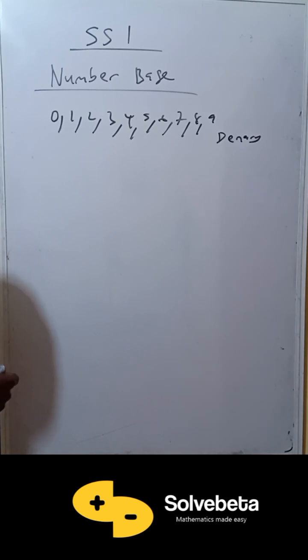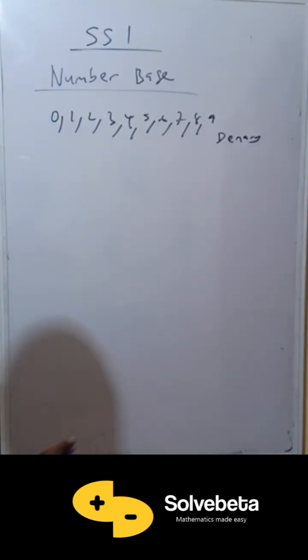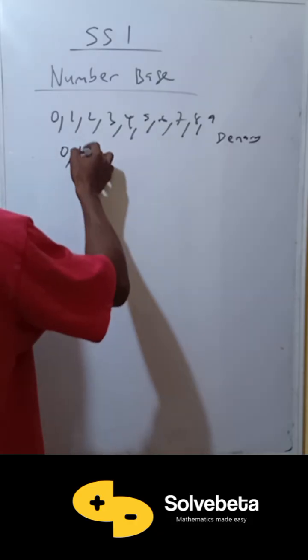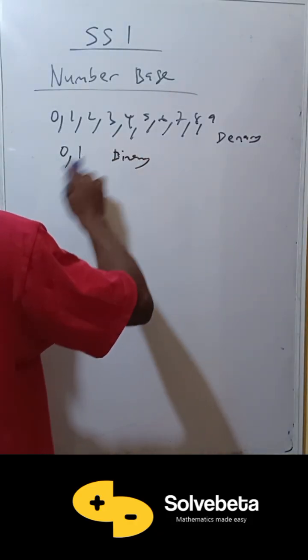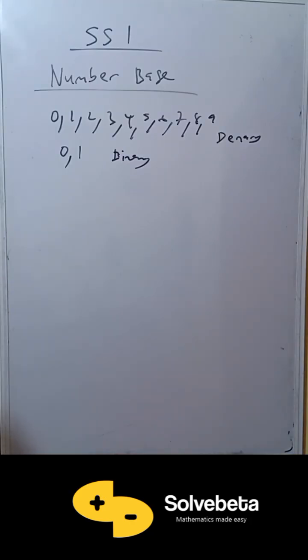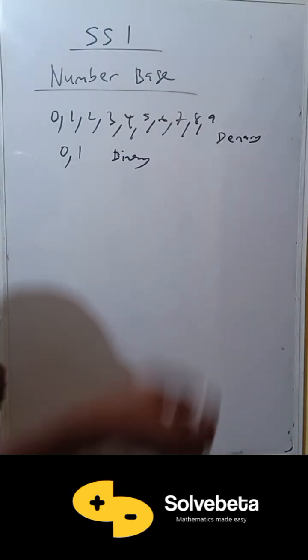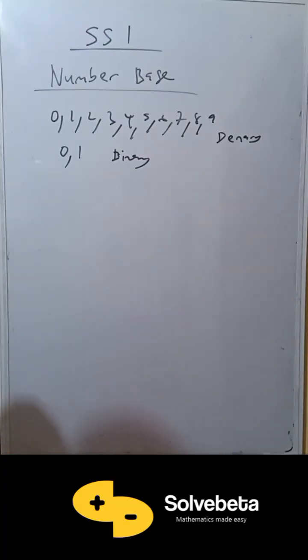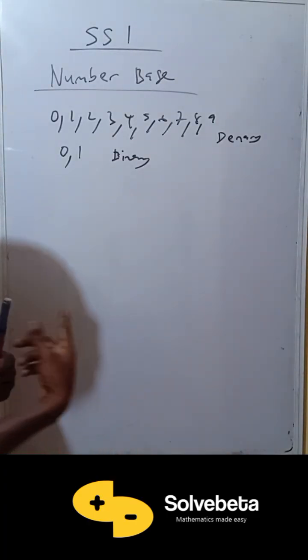You might say, what of 10? 10 is 1 and 0, 11 is 1 and 1, 12 is 1 and 2, and so on and so forth. Then you have your binary number system. You have two numbers in base 2, which are 0 and 1. And you learned how to convert from base 2 to base 10, base 10 to base 2, and how to add, subtract, multiply numbers in base 2 in junior secondary school.